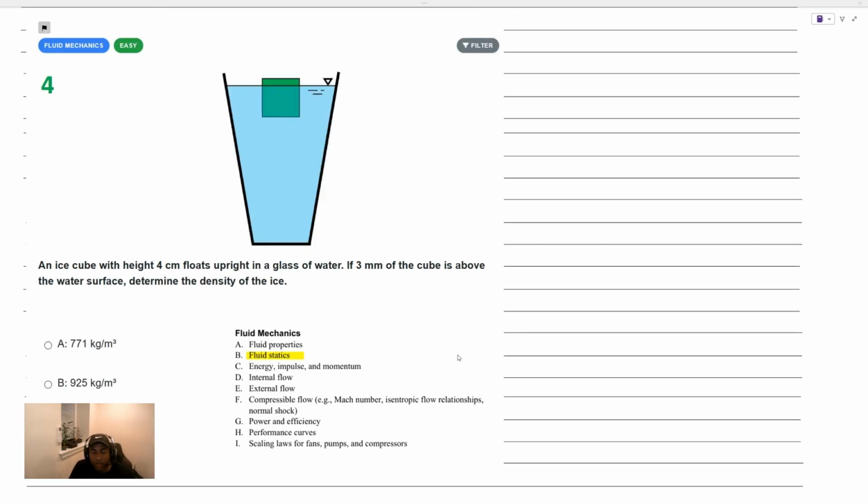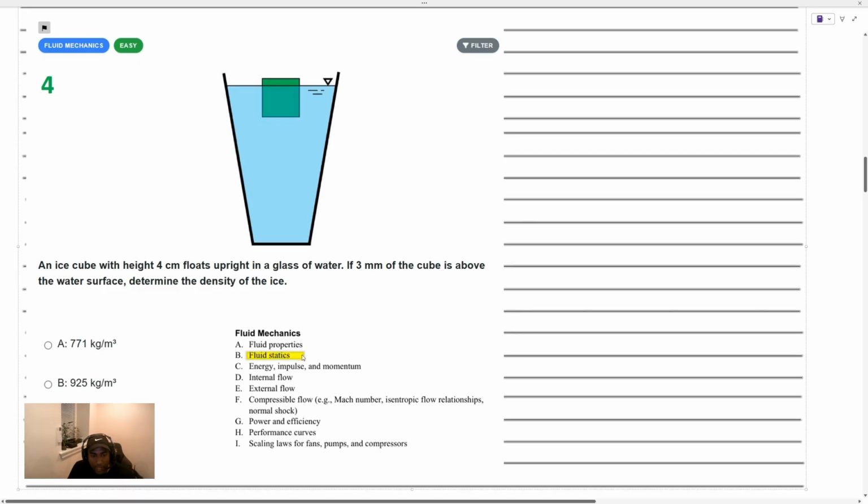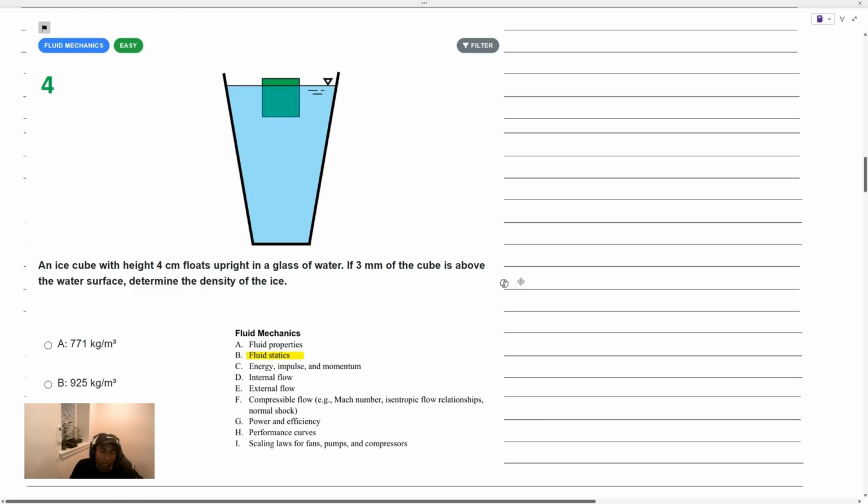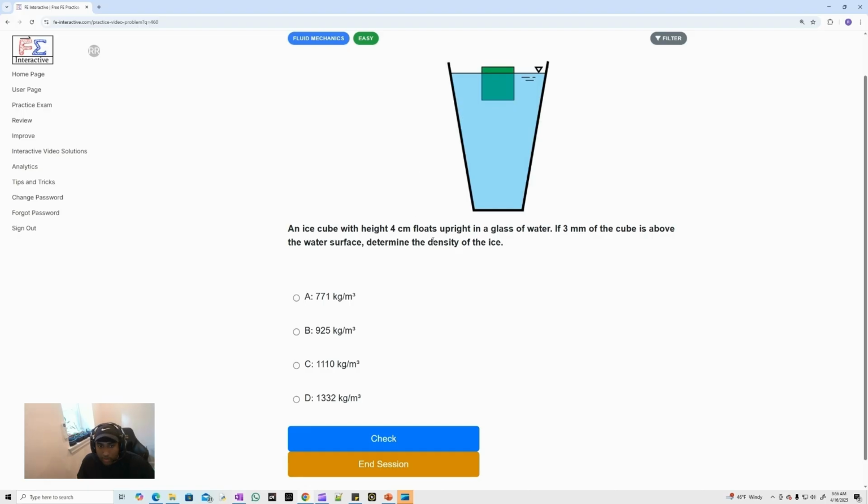In this problem here, you could see we have another question related to the topic of fluid statics here. And specifically, we'll be talking about buoyancy in this problem. So let's get right into it. It says an ice cube with a height of 4 centimeters floats upright in a glass of water. If 3 millimeters of the cube is above the water surface, determine the density of ice.